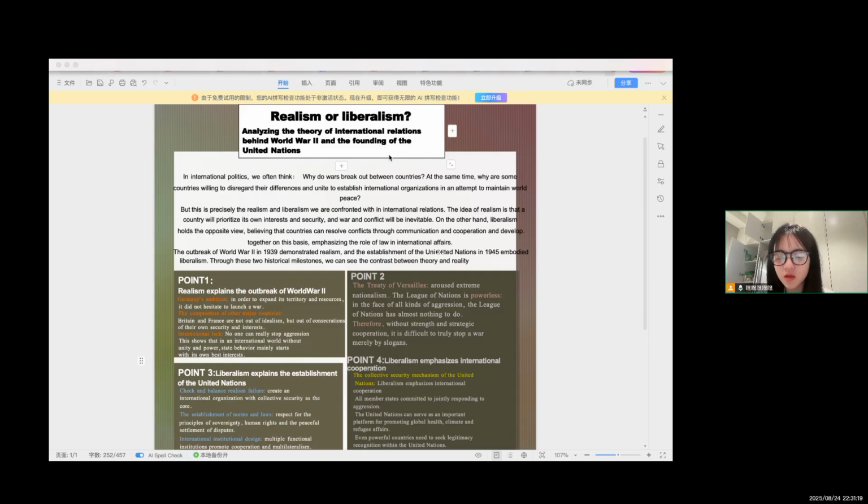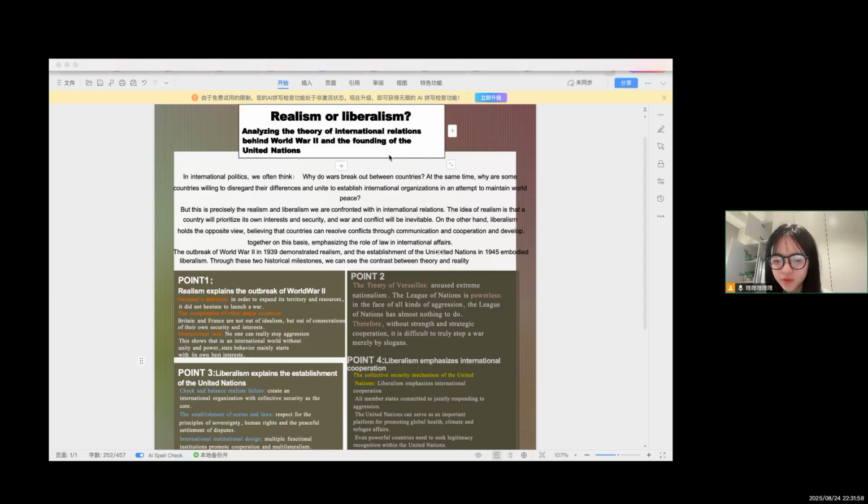The main argument realism makes is that states always put their own security and interest first, which often makes conflict inevitable. Liberalism, on the other hand, emphasizes cooperation, laws, and institutions as the base for peace.